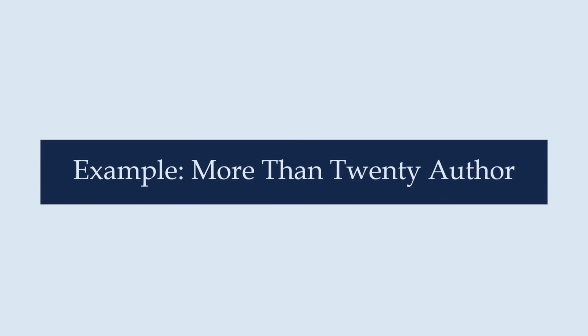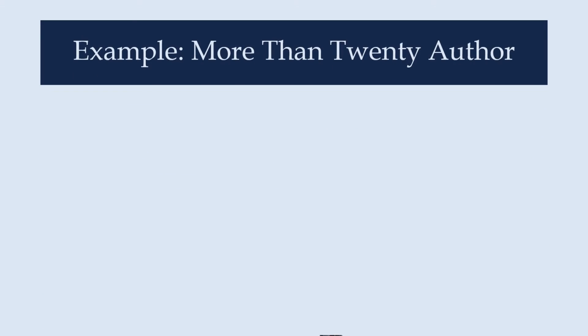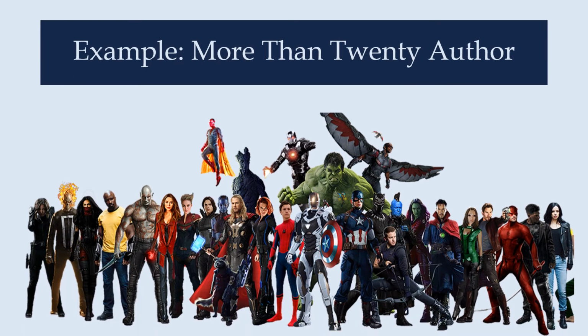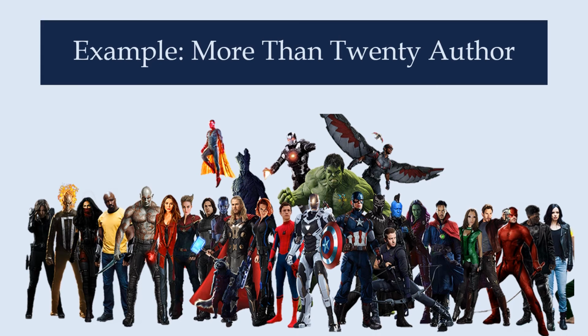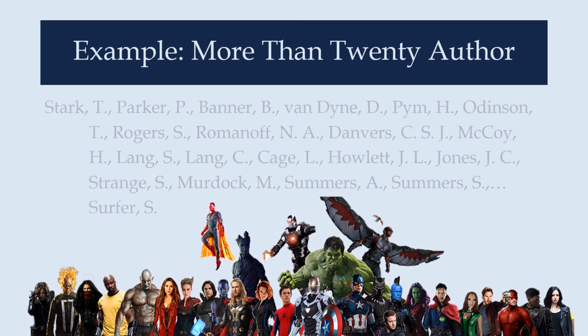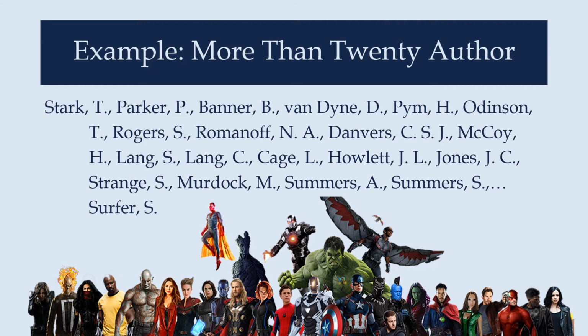Let's take a look at an example. Here, all of the Avengers decided to get together to write a journal article, and there's far more than 20. So we're going to list the first 19 names and the last one. We start with our lead author, Stark, T period, and then we have a comma to introduce the next name, Parker, P period, comma. And we continue that pattern all the way up to the 19th name, Summers, S period, comma, introducing the next name.